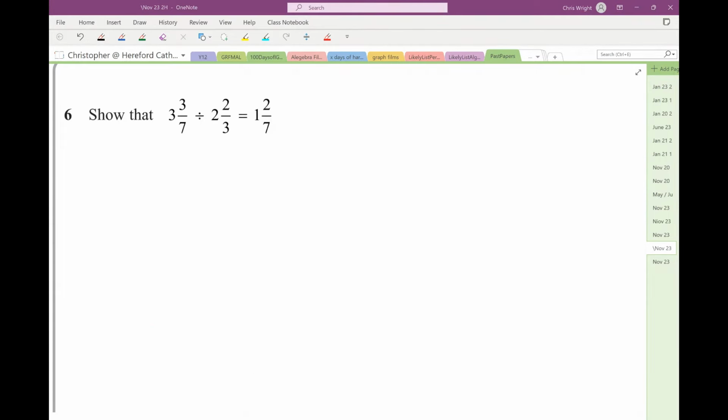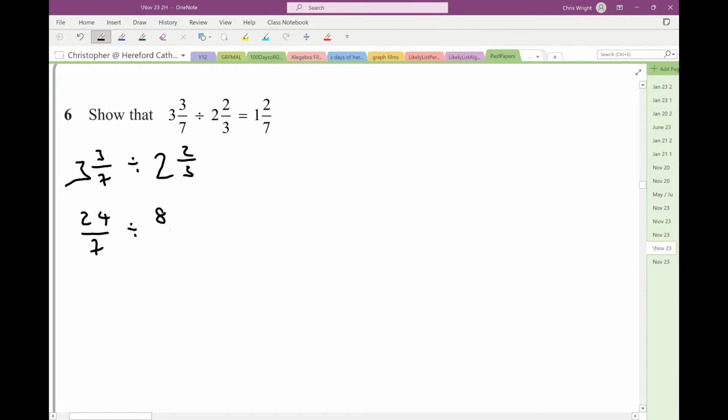Question number 6. Right, show that. So I'm going to ignore this answer, and I'm going to take the question I'm given on the left, and I'm going to work out the answer to that division, and then at the end I'm going to hope that I get 1 2/7. Right, let's turn both of these into improper fractions. 3 times 7 is 21 plus the 3, 24 over 7, divided by 2 3s is 6, plus the 2 is 8 over 3.